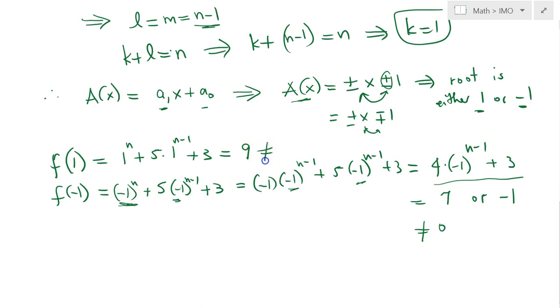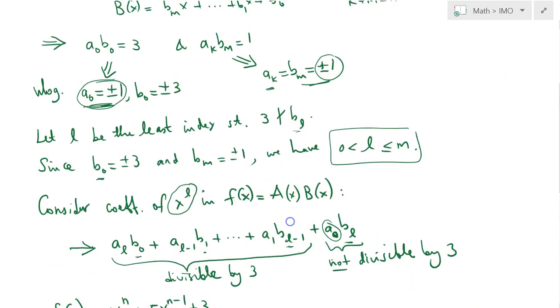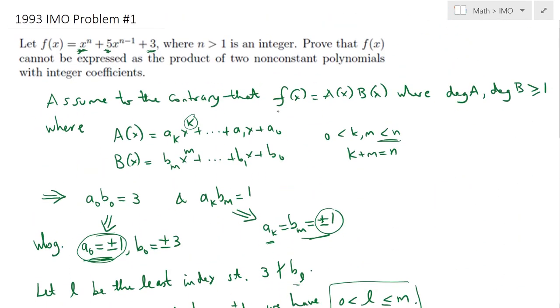So 9 is not equal to 0 and these are not equal to 0, which gives us pretty much the contradiction that we were looking for, right? So this is the contradiction. As a result, we can conclude neatly that our assumption was wrong, and f of x cannot be expressed as the product of two non-constant polynomials with integer coefficients. So that solves our problem.